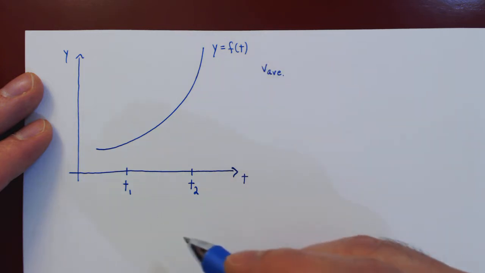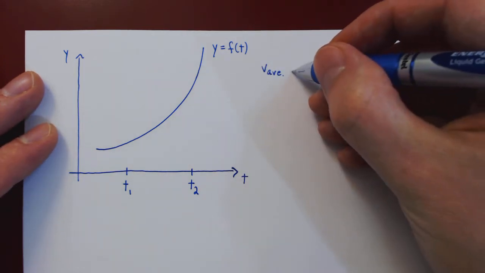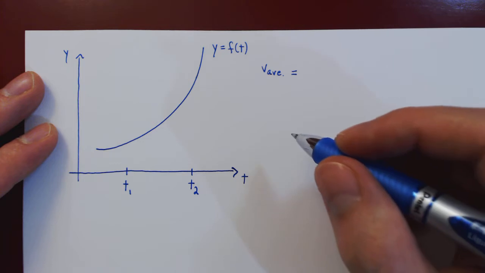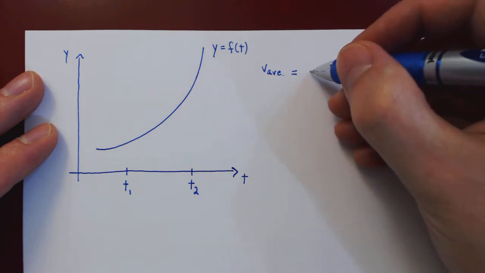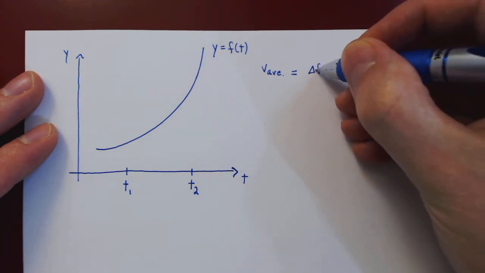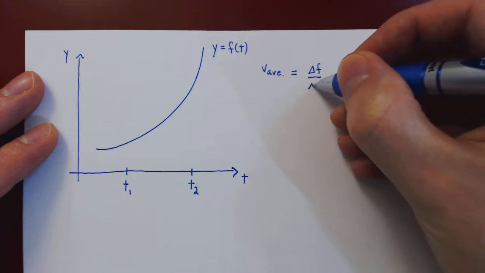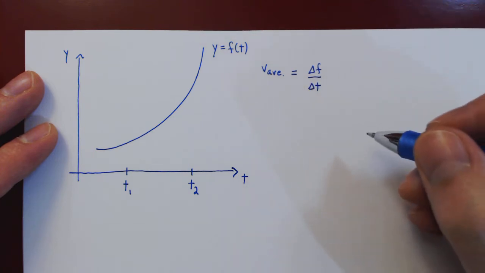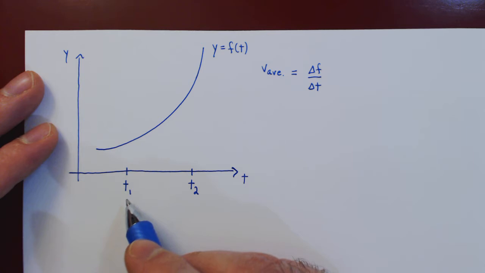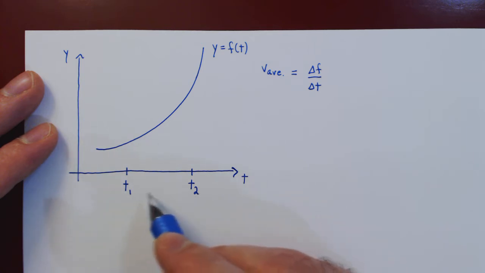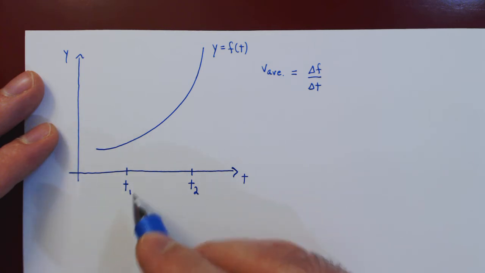for the velocity average, so the average velocity. So if you recall, the velocity of an object moving in a straight line is given by the change in position, delta f, versus the change in time, delta t. Well, it's clear that the change in time is t2 minus t1.